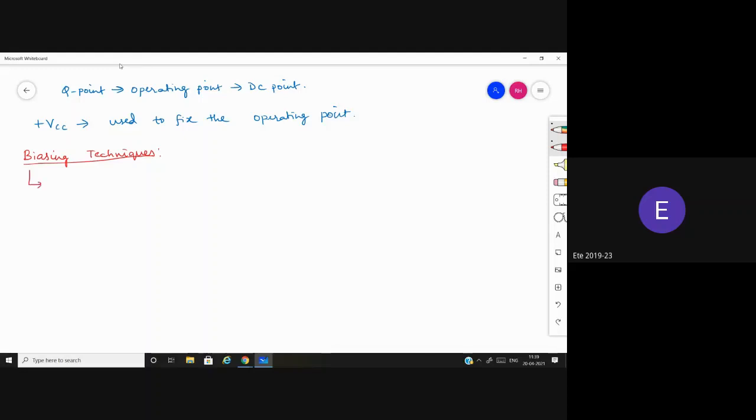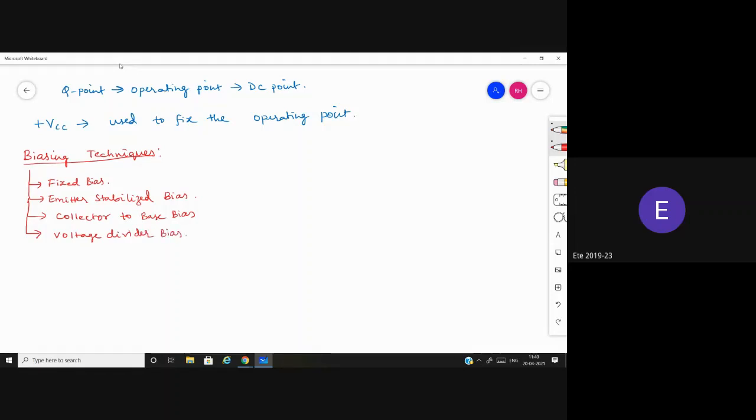So in BJT biasing, we have 4 types of biasing circuits. The first one is fixed bias. Second one is emitter stabilized bias. Third one is collector to base bias. And the fourth one is voltage divider bias.